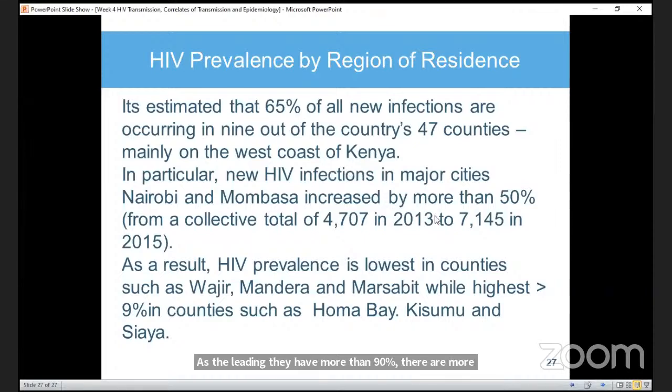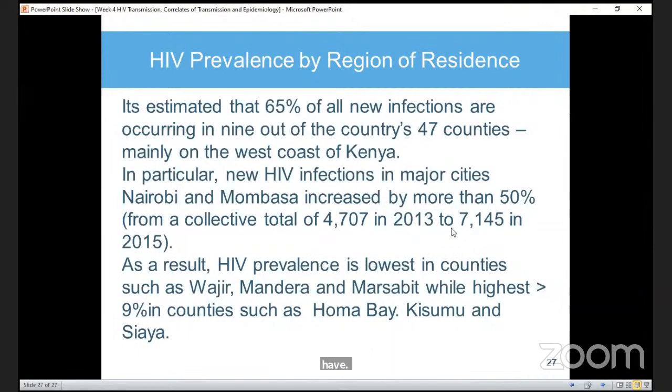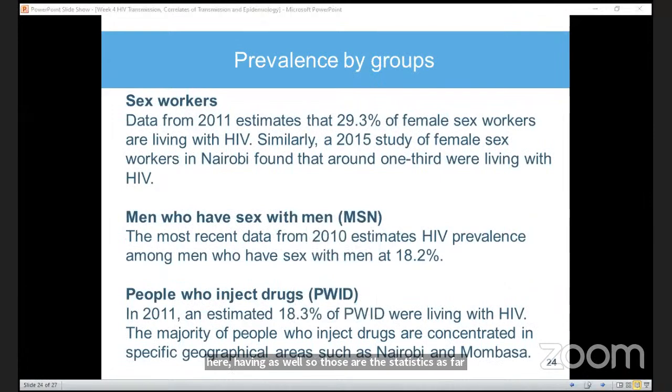And then we have counties in the northeastern and northern region, where we have Marsabit, Mandera, Isiolo, areas like that. We have lower risks, some as low as 1%, like Wajir, having as low as 1%. So those are the statistics as far as the regions are concerned. Okay, now we still have time.